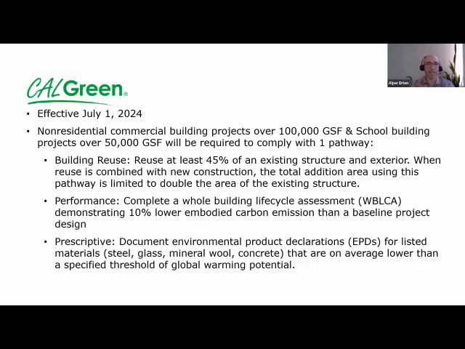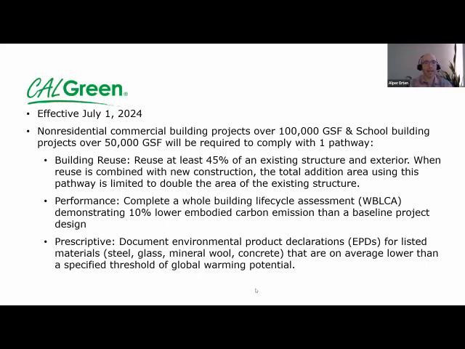And as an extension of this effort, we are seeing more regulations as a part of the Cal Green, which is the building code in California, as you know. So this requirement was recently passed, and it will become effective in July 2024. And it requires all new non-residential commercial buildings over 100,000 square foot and all school buildings that are over 50,000 square foot to comply with a certain embodied carbon pathway.